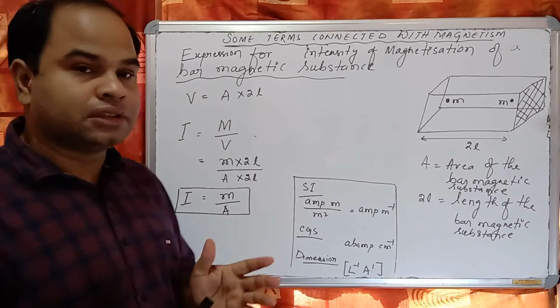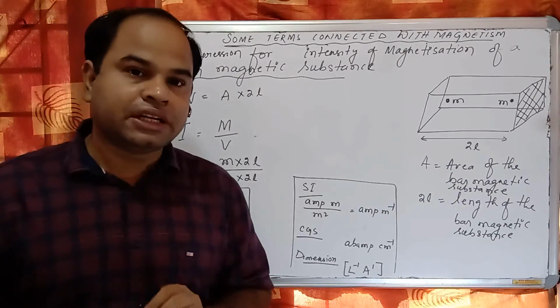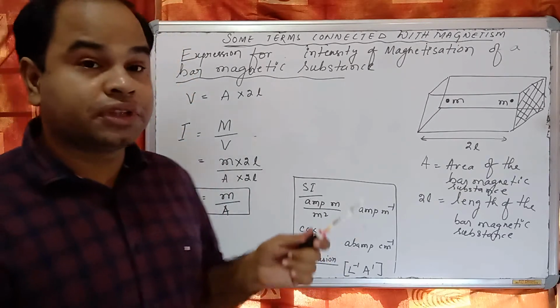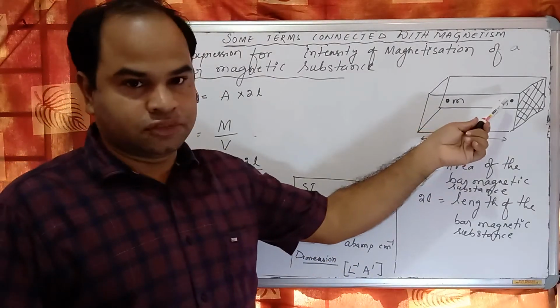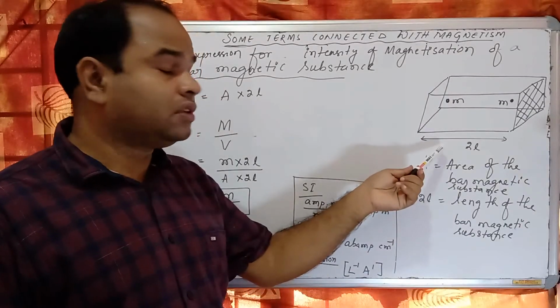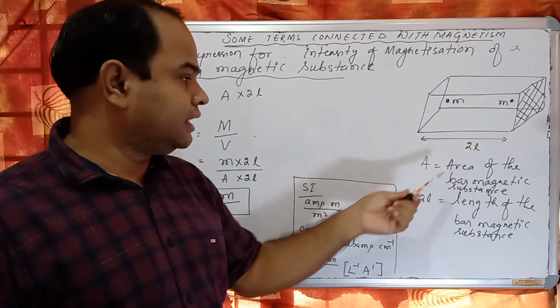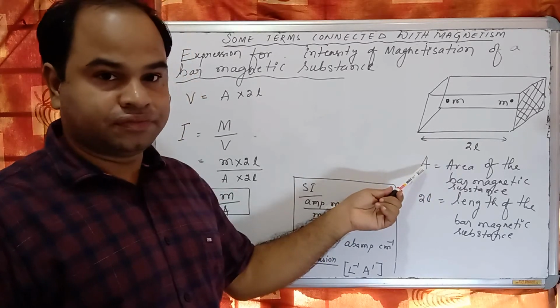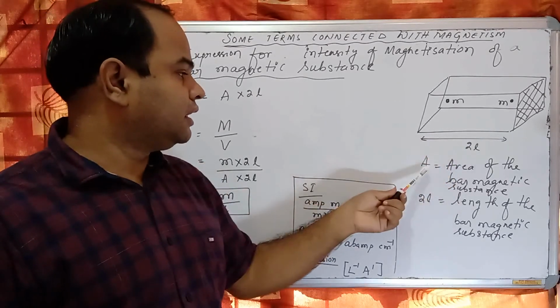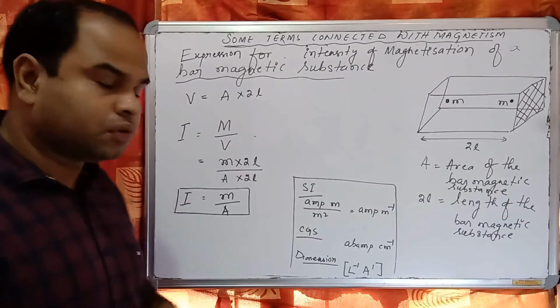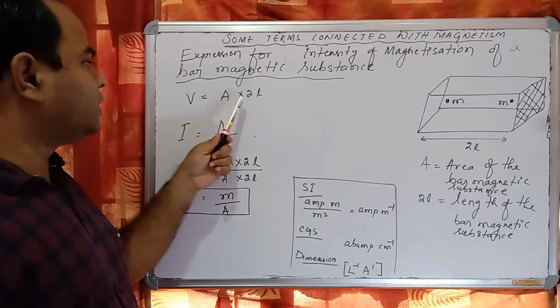So let us say when the bar magnetic substance is magnetized, let the pole strength developed be M. Let the length of the bar magnetic substance be 2L and A the area. So volume is equal to area into length.